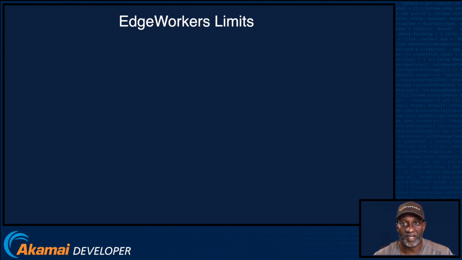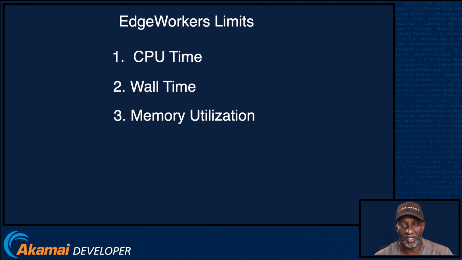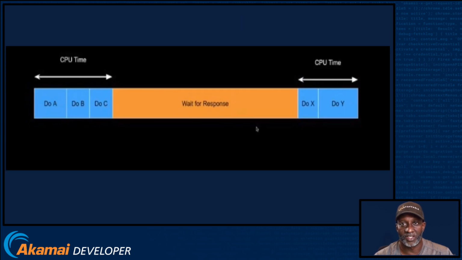From an EdgeWorkers perspective, there are three limits that you want to keep in mind. They are CPU time, wall time, and memory utilization. My colleague Tim Barik created this illustration to help explain these limitations. Let's say we have an EdgeWorker that does several actions, in this case A, B, and C. It then fires a request and waits for a response to come back. When the response comes back, it does two additional things, X and Y.